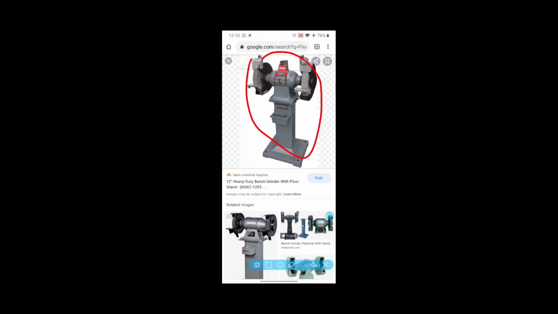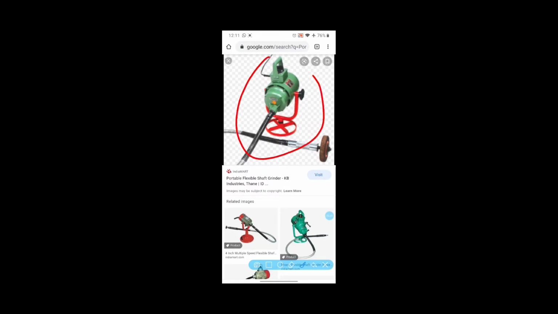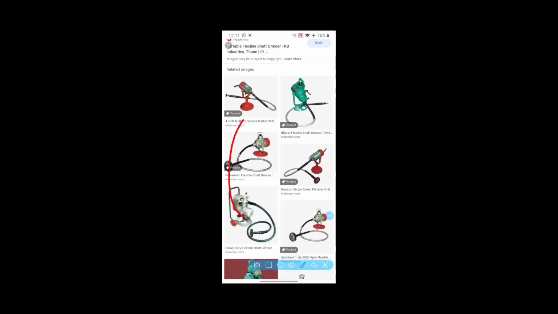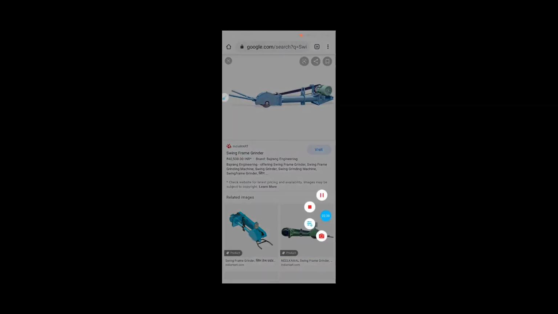So this is the floor stand and bench grinder. Okay, this is how it looks. This is the portable and flexible shaft grinders. Basically this is the second type of grinders. You could see the different types of grinders, these are all flexible shaft grinders. This is a swing frame grinder. Okay, this is how the swing frame grinder will look.